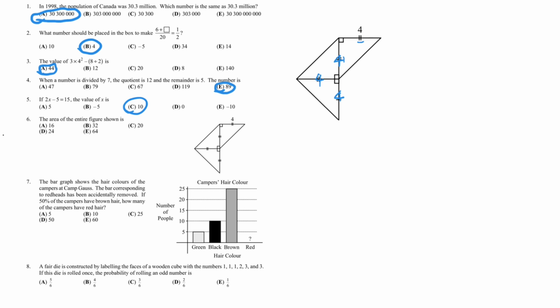Triangle area is 1 over 2 base times height, total 3 congruent triangles. So that's 1/2, base is 4, height is 4, times 3. Cancel 2 and 4, giving us 2. So 2 times 4 is 8, times 3 is 24. The answer is D.